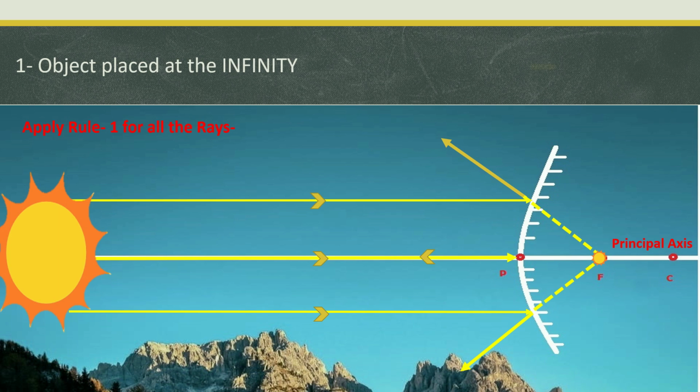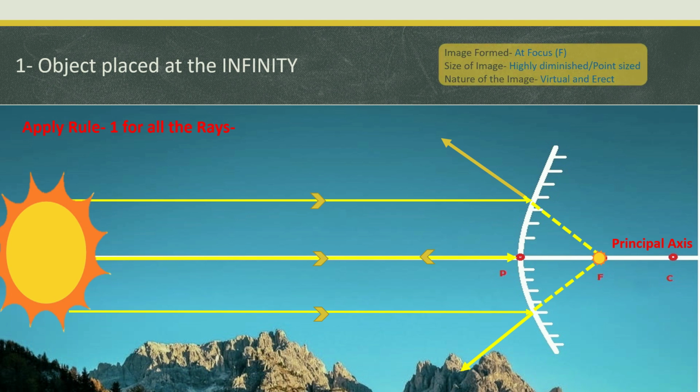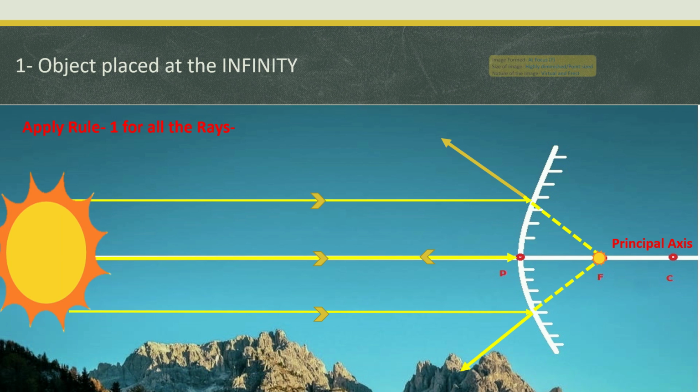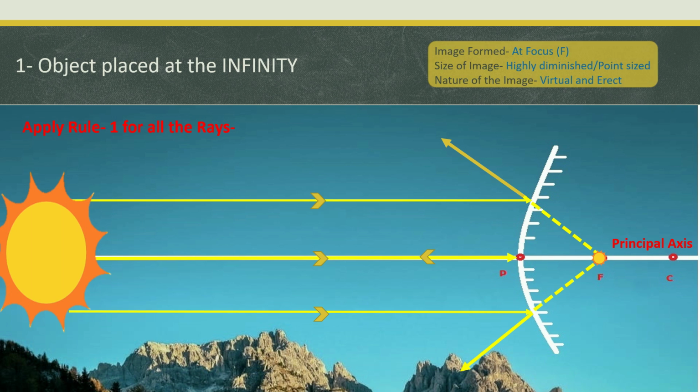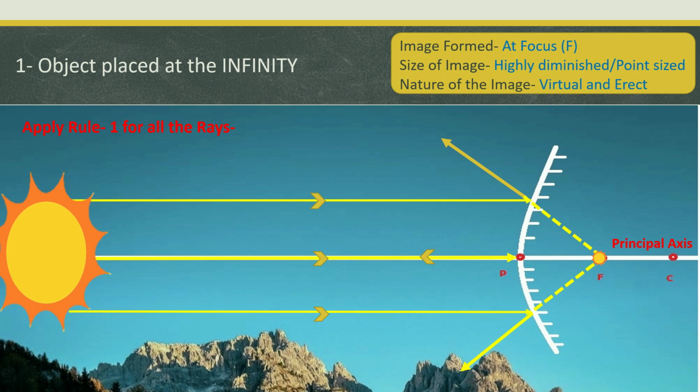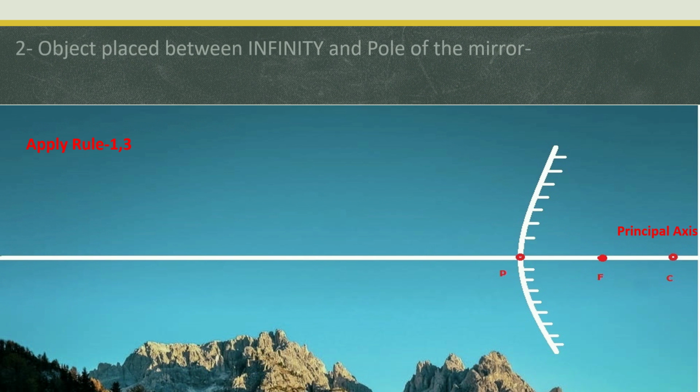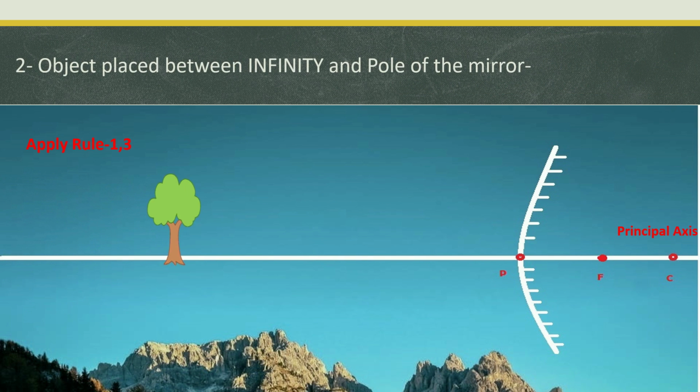If we extend the divergent rays behind the mirror, they appear to meet at the principal focus. Hence, the image is formed at F. It is highly diminished, virtual and erect, as no real intersection of rays has taken place. Condition number 2. If the object is placed between infinity and the pole of the mirror.